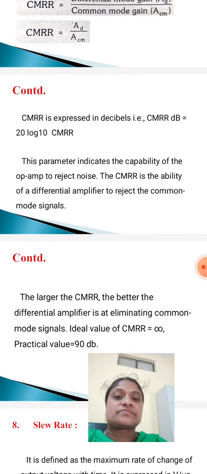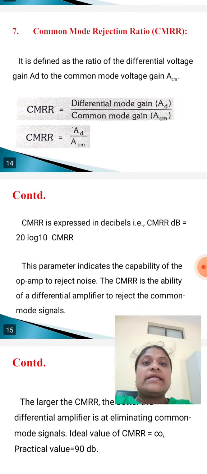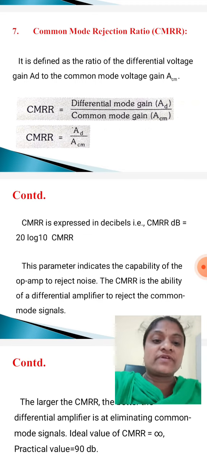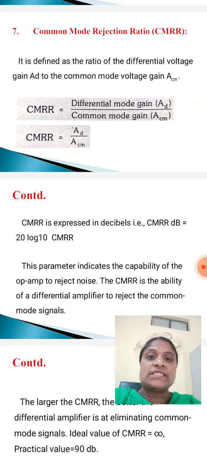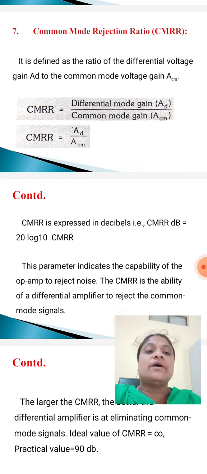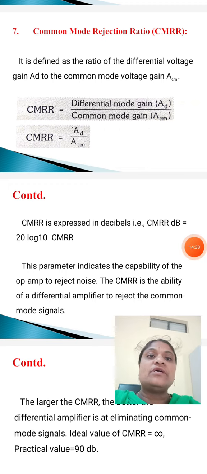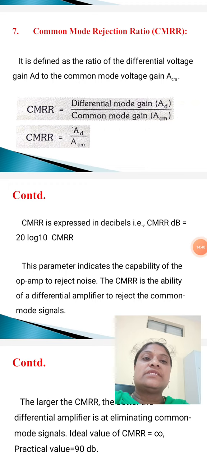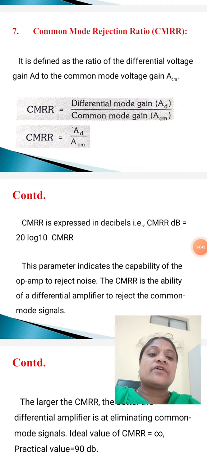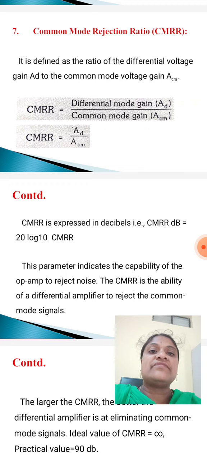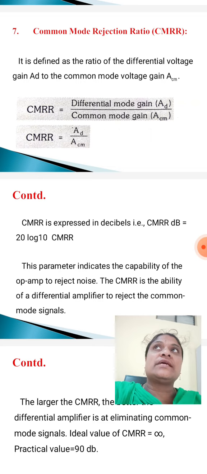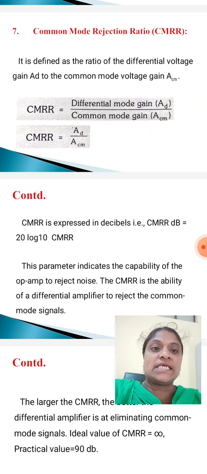And next, an important specification of IC 741 operational amplifier is nothing but CMRR. CMRR means common mode rejection ratio. What is the definition of common mode rejection ratio? It is defined as the ratio of the differential voltage gain, denoted by AD, to the common mode voltage gain, denoted by ACM.